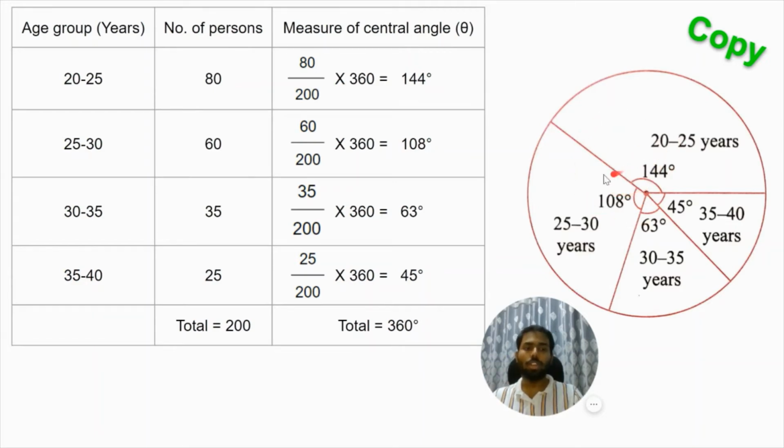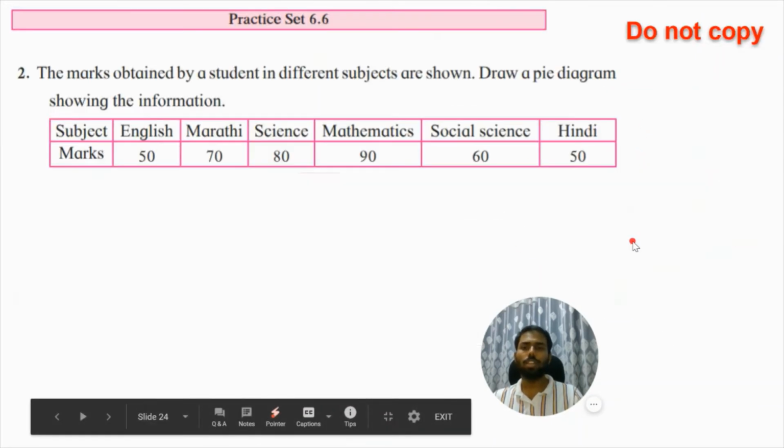Also make sure that these angles are very accurate. Once you draw the pie diagram, again keep your protractor here and check whether this is 63 degrees, check whether this is 45 degrees, check whether this is 144 degrees, check whether this is 108 degrees. Only when the angles are very accurately drawn, you will get full marks. So that's your sum number 1, which we have just solved. Now after you copy this in your notebooks and draw the pie diagram in your notebook, we can move on to the second sum.